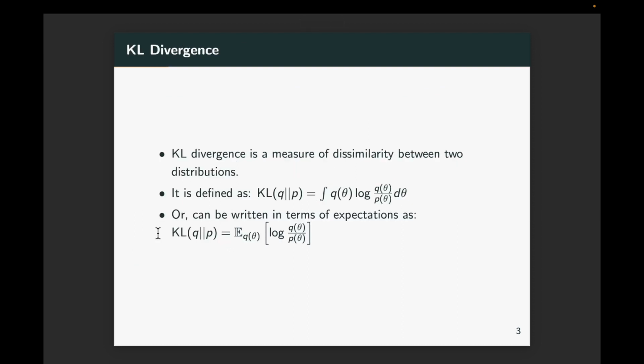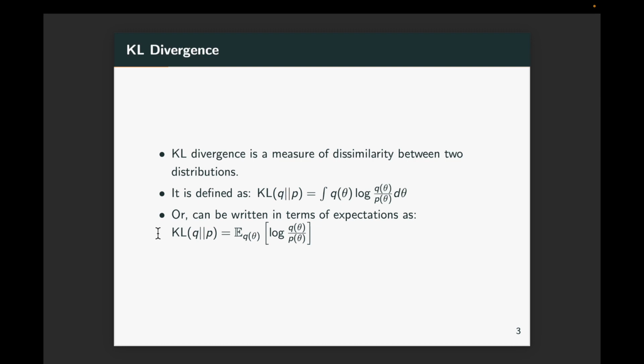We then looked at the definition of the KL divergence. Firstly, we saw it's a divergence, it's not a distance. So it's not symmetric. KL of Q given P will not be the same as P given Q. And we write this in the form of an expectation: the expectation of the logarithm of Q of theta over P of theta, and the expectation is with respect to Q.